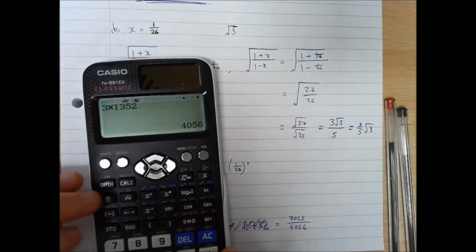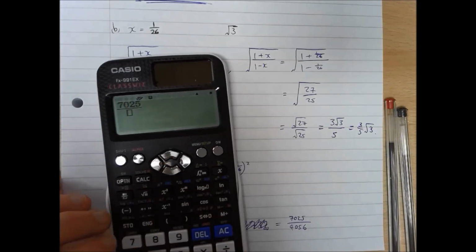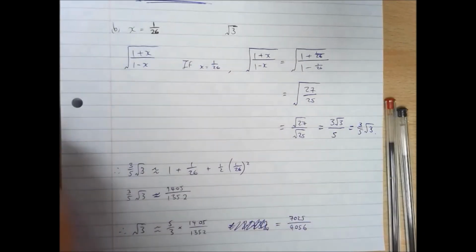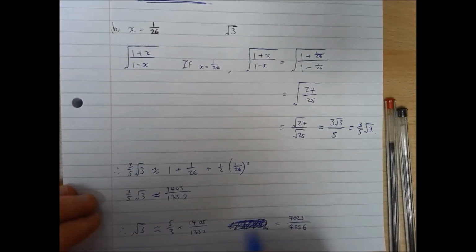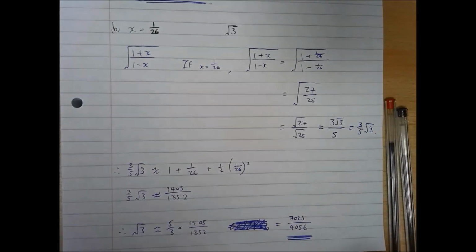Okay, and when we put in 7025 over 4056 as a fraction, it doesn't give us a simplified fraction, it simply goes straight to the decimal. So we've got to assume, it's a reasonable assumption, that that is the simplest form that we can leave it in.